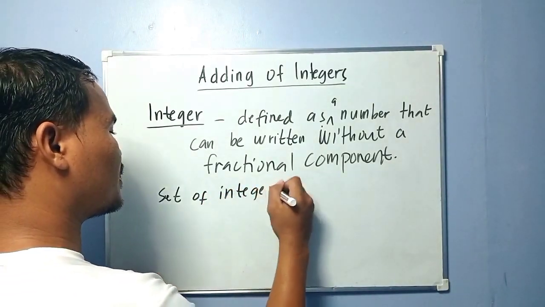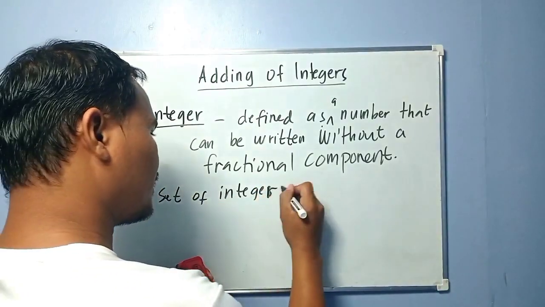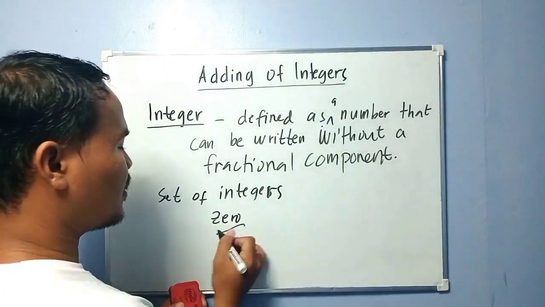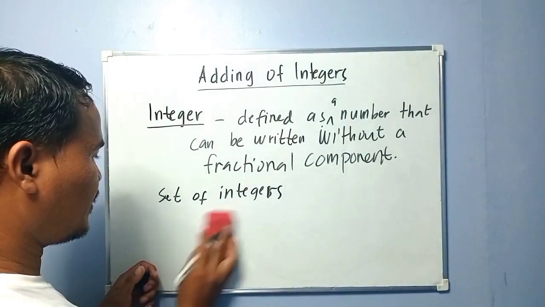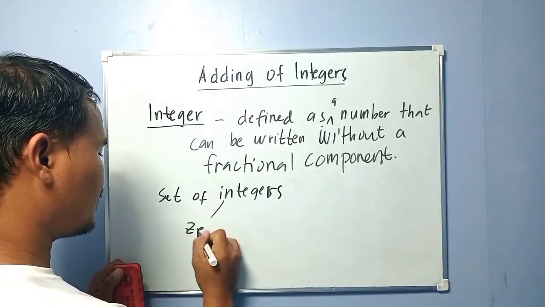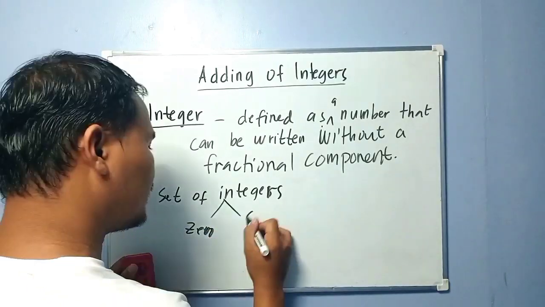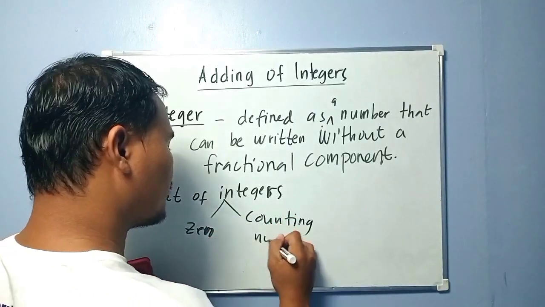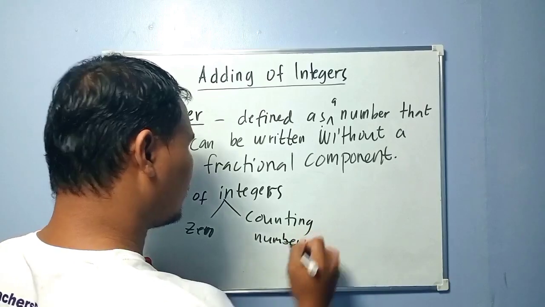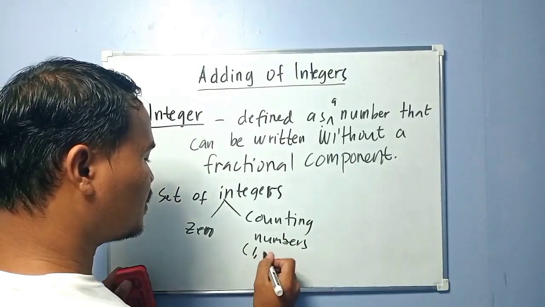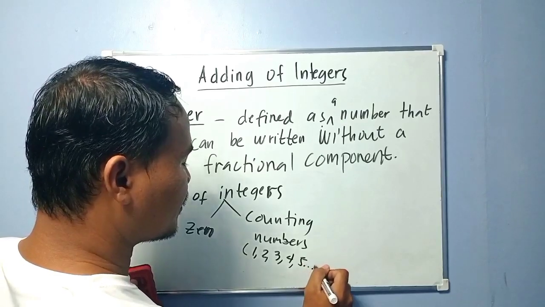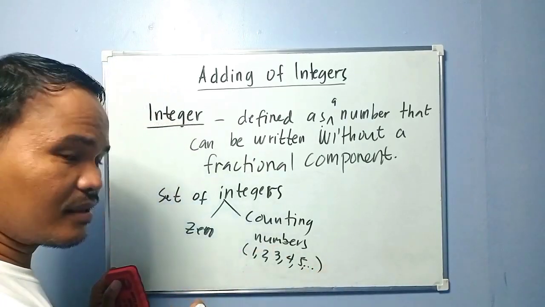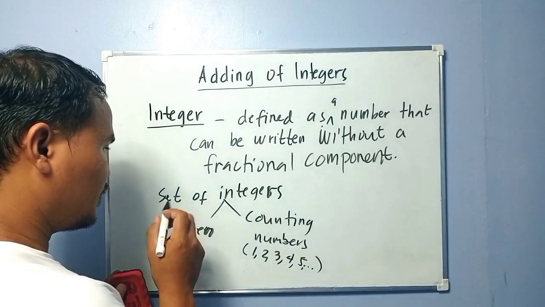What is the set of integers? It includes 0. 0 is also an integer. The set of integers has 0 and the counting numbers. What are counting numbers? Starting with 1, 2, 3, 4, 5, and so on. These are counting numbers. So these are part of the set of integers.